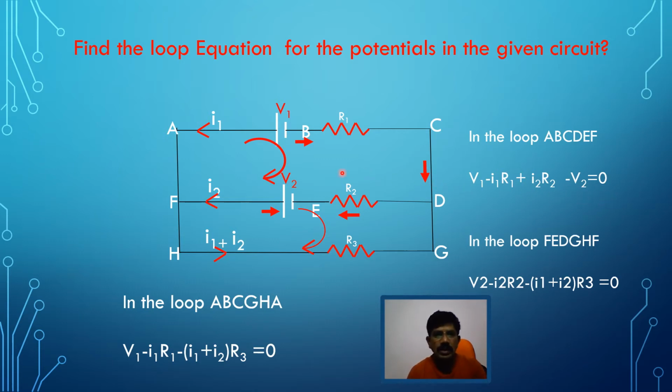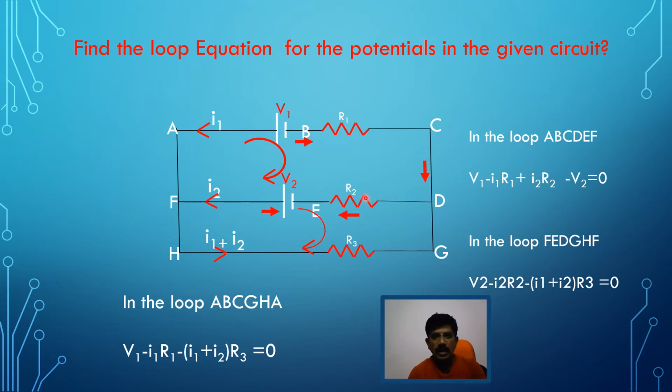Now, this is the direction of the current. Next, we are moving along the clockwise direction. Both the arrows are in the same direction, so this is plus V1. Next, this is the direction of the current at R1 and this is the clockwise arrow. Both the directions are opposite, so minus I1 R1.